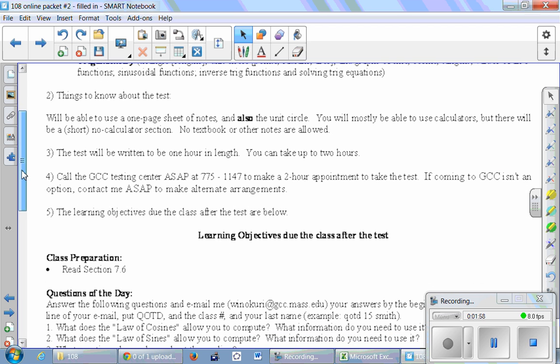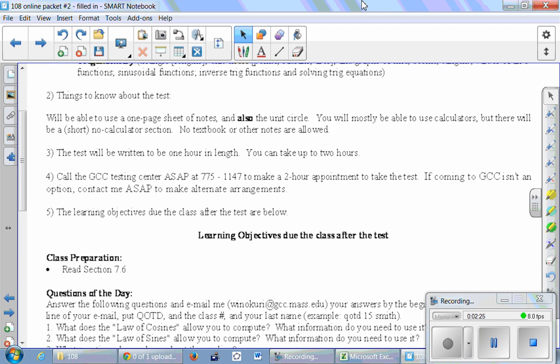2. Things to know about the test. You will be able to use a 1-page sheet of notes and also the unit circle. No other references besides those 2 things. So make a very good 1-page sheet of notes for yourself and then bring in your completed unit circle. You'll mostly be able to use calculators, but there will be a short no calculator section. No textbook or other notes are allowed. 3, the test will be written to be 1 hour in length. You can take up to 2 hours.